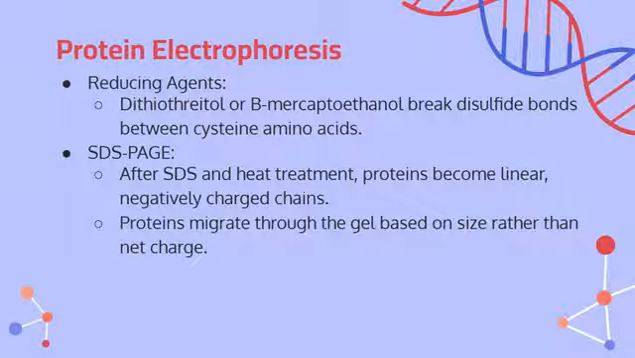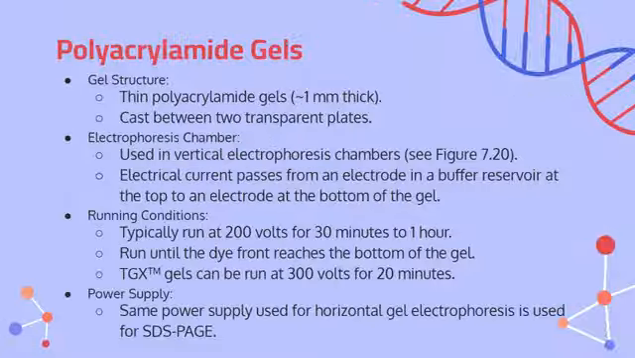So what is so special about polyacrylamide gels? The gels are thin, about 1 millimeter thick, and they are cast between two transparent plates. We use a vertical electrophoresis chamber, and these pass an electrical current from an electrode in a buffer reservoir at the top of the chamber to the bottom of the gel.